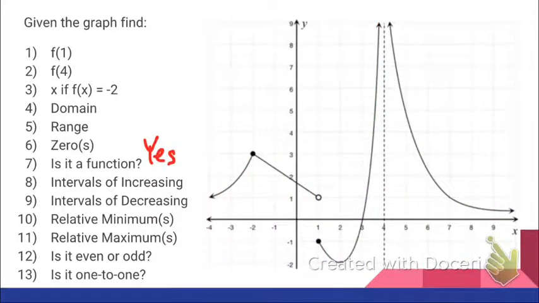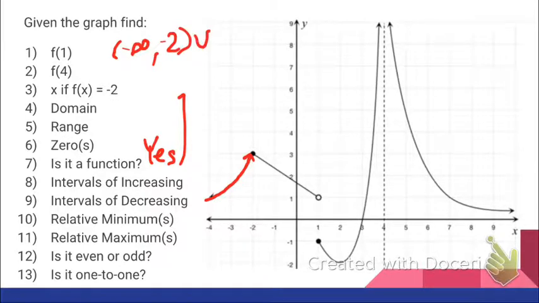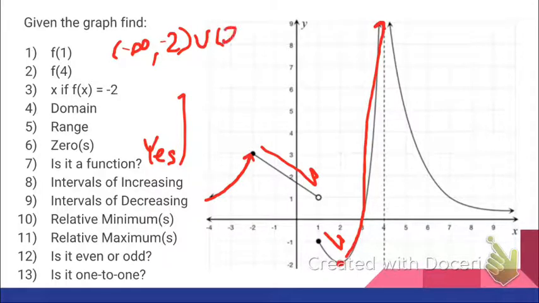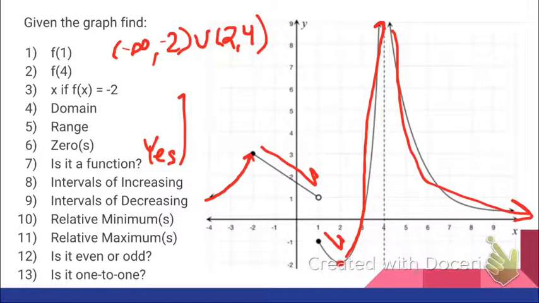Intervals of increasing. Look at the graph from left to right. When is it going up? From here to here, it's going up. So from negative infinity to -2. And then union, so now here it's going down, and then here it's going down. But from x equals 2 all the way to x equals 4, the graph is increasing. And then everything after that, if you look at it from left to right, it's going down. So that right there would be the interval of increasing.